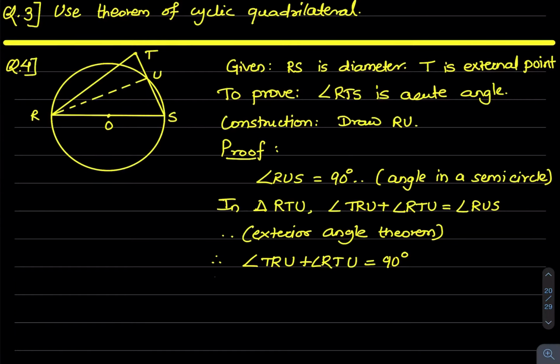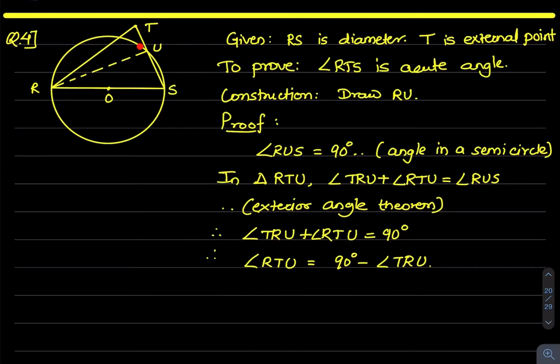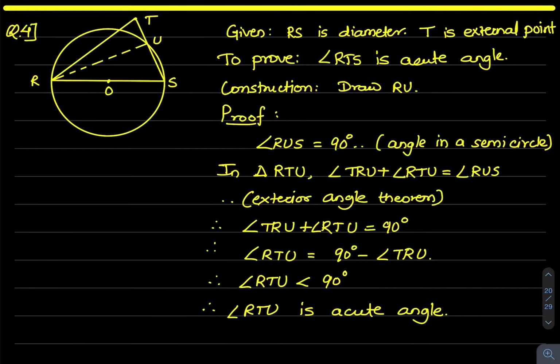So RUS is 90 degrees. Then angle RTU will be 90 degrees minus TRU; this TRU is shifted to this side, so the sign of it will be negative. So as RTU is 90 minus some angle, RTU will be less than 90 degrees. So angle RTU is an acute angle, because it is less than 90 degrees. So here is the proof for the fourth question.